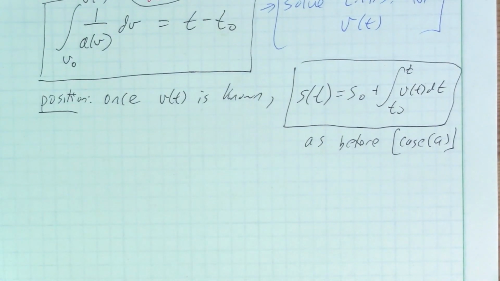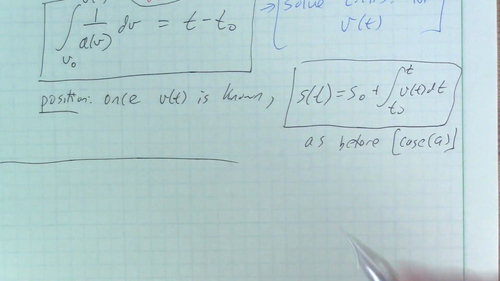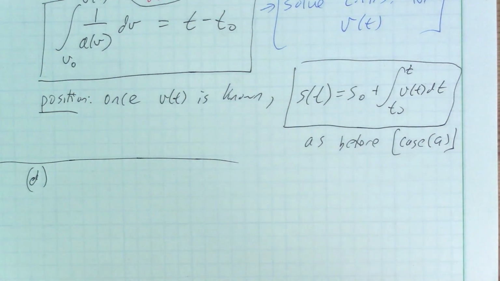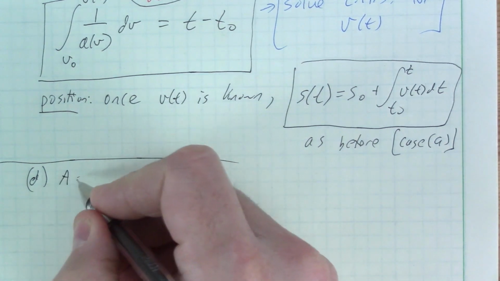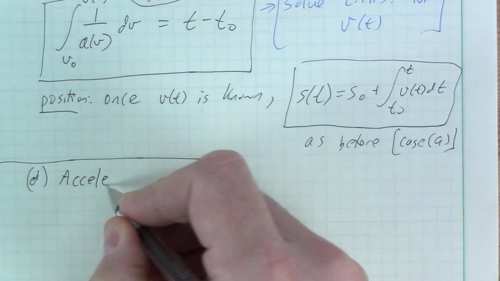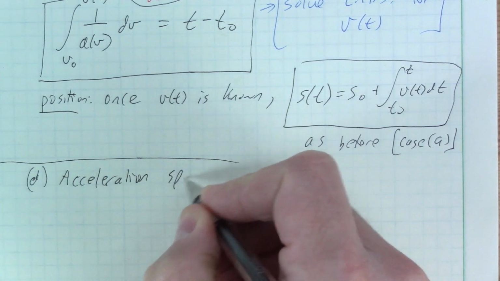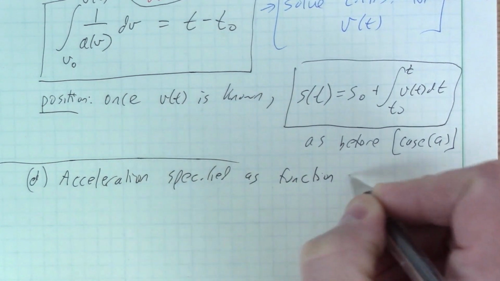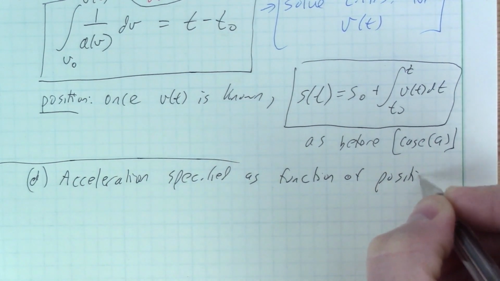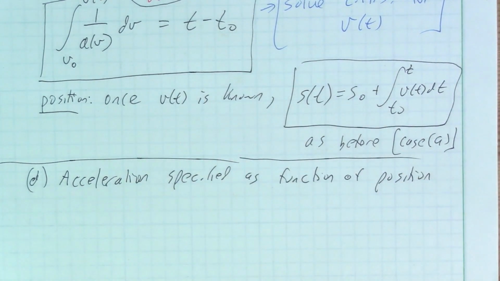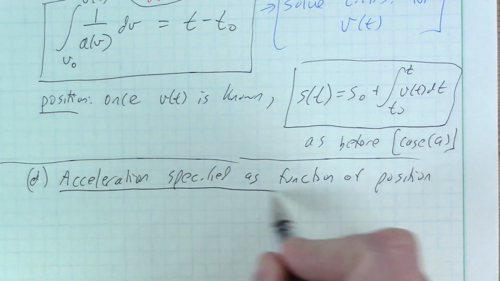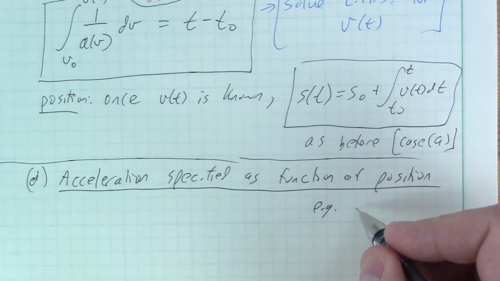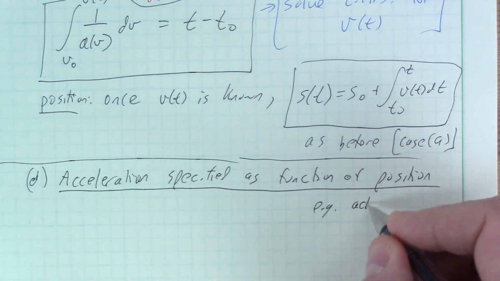All right. Great. One more to get through here, and then in a follow-up video we'll have a bunch of examples of this: acceleration specified as a function of position. We've been talking about some examples. What are some examples of this one? What gravity actually is, right?